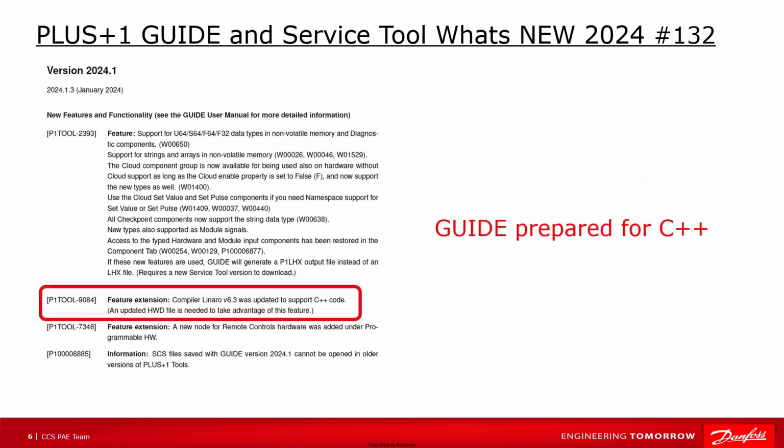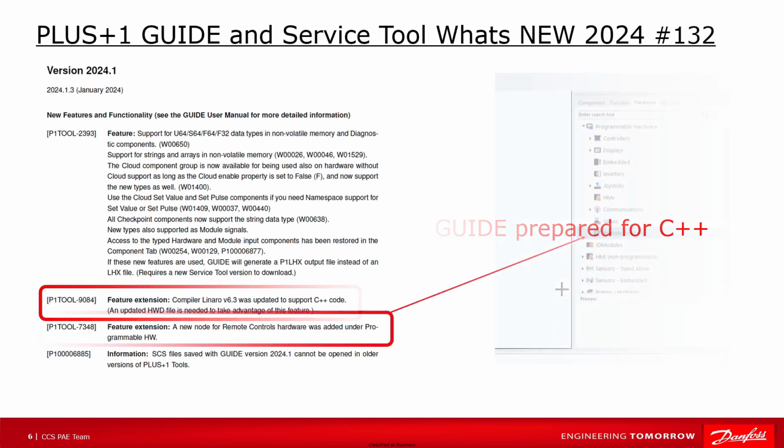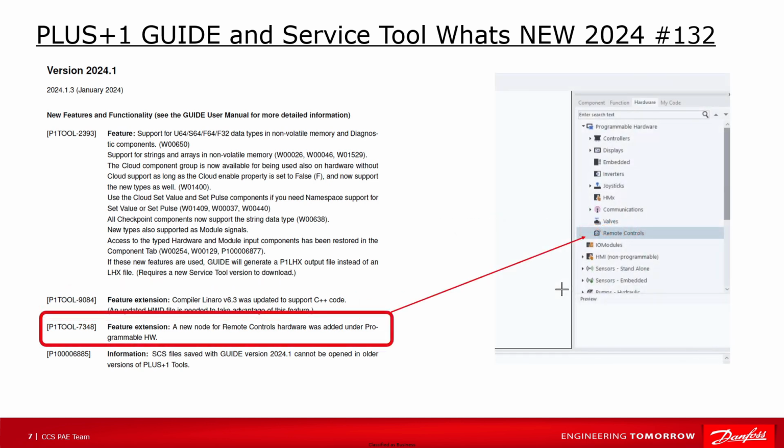Another added feature extension in 24.1 is a compiler update to support C++ code, which can be used for real hardware as soon as an HWD file with C++ support is released. This means Guide is prepared to support C++ code. And the last extension in 24.1 is a new node for remote controls hardware added under programmable hardware, since this product will be Guide programmable as well and can be used as soon as a Guide-compliant RCT HWD is released.